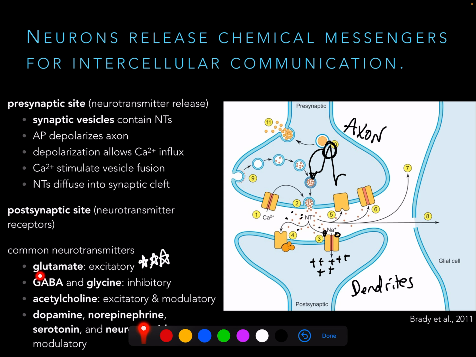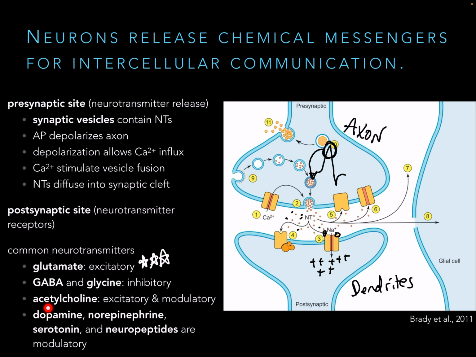GABA and glycine are the inhibitory counterparts to glutamate. They turn neurons off, preventing them from killing themselves, so we probably won't talk about them too much in this class. Acetylcholine is really important in the peripheral nervous system, where it excites muscles. It still does stuff in the central nervous system. It might be excitatory, might be inhibitory. It depends. And then we have what we call the neuromodulatory transmitters, dopamine, norepinephrine, serotonin.